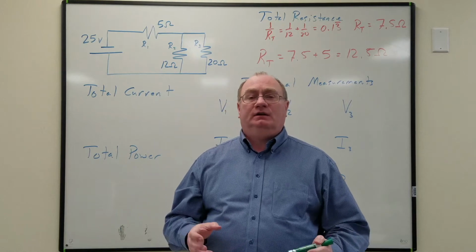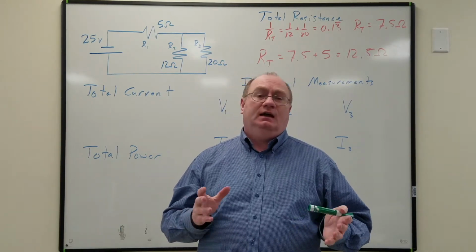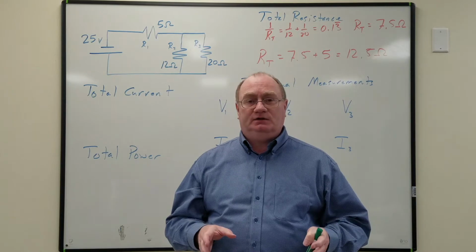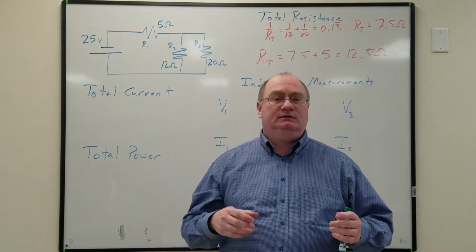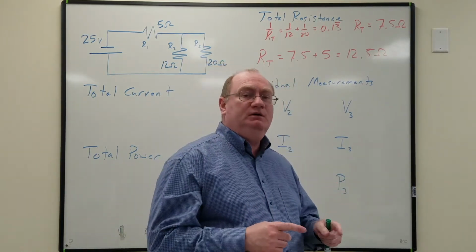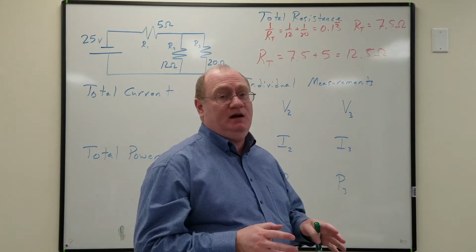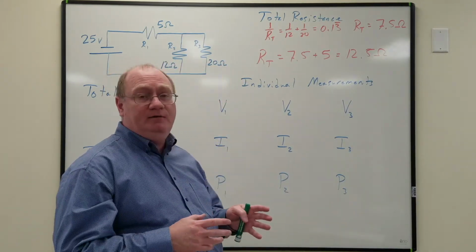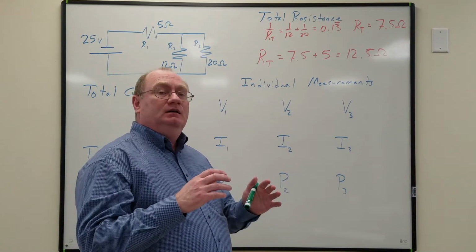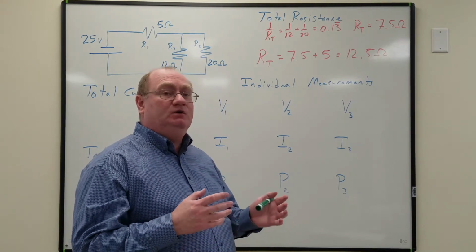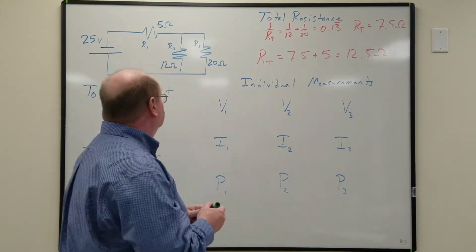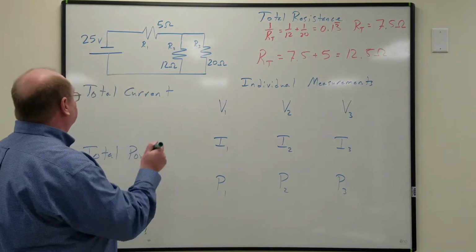In this video, we're going to look at finding the voltages and the currents in a combination circuit. In this circuit that I've done on a previous video, we've already determined that the total resistance of this entire circuit is 12.5 ohms. We're going to begin with finding the total current through the entire circuit. So for that, we're going to use Ohm's law, V equals IR.